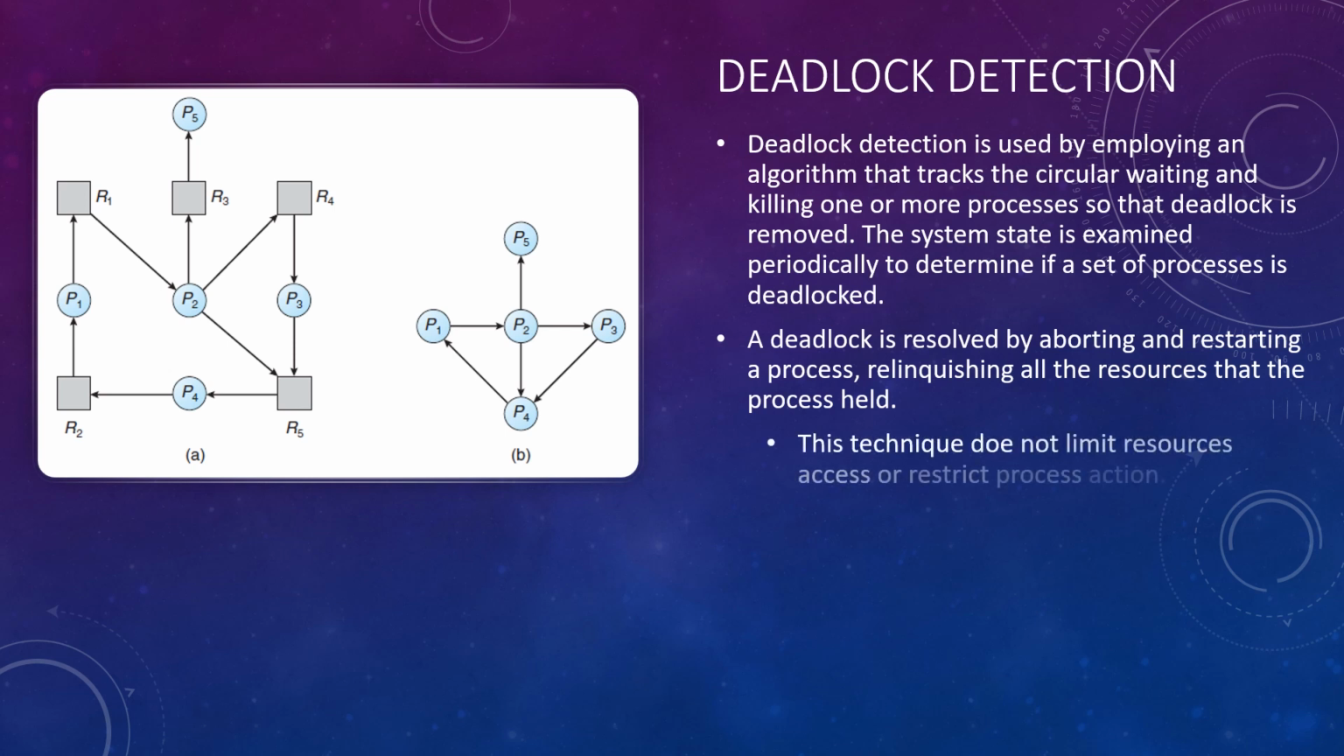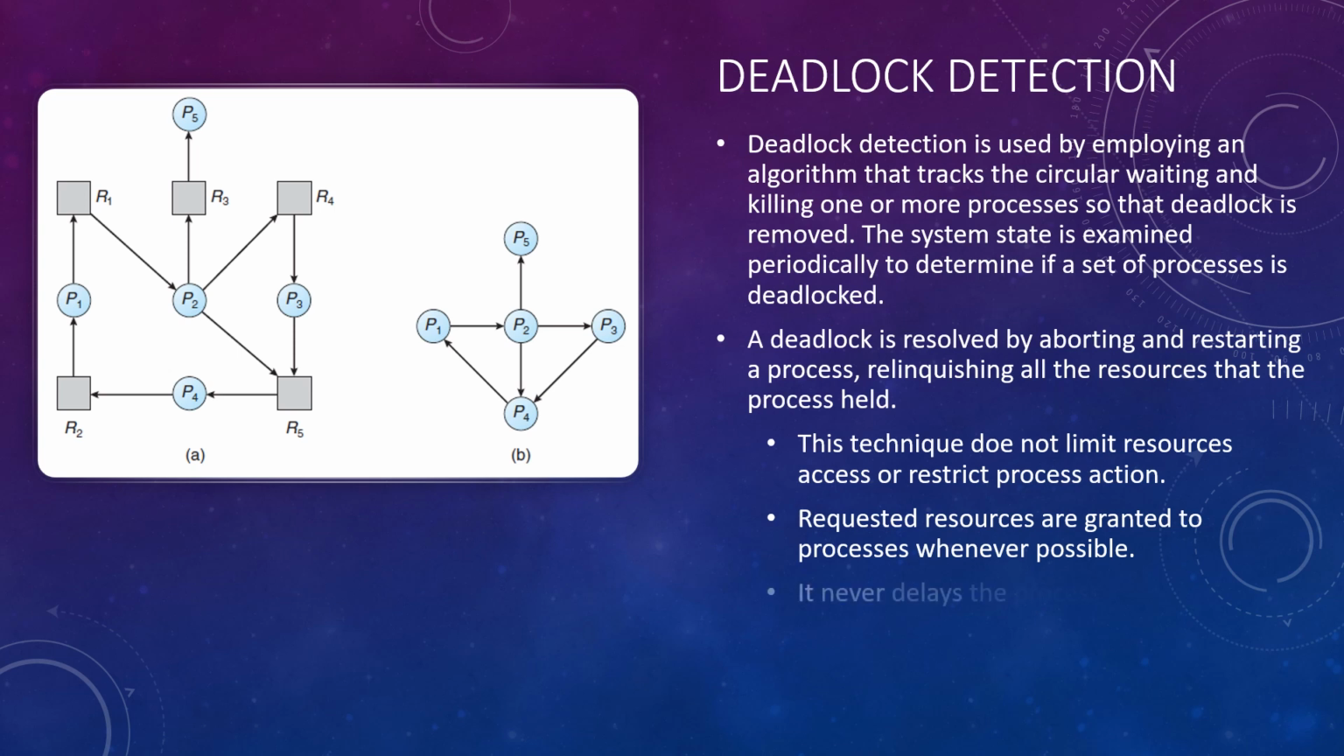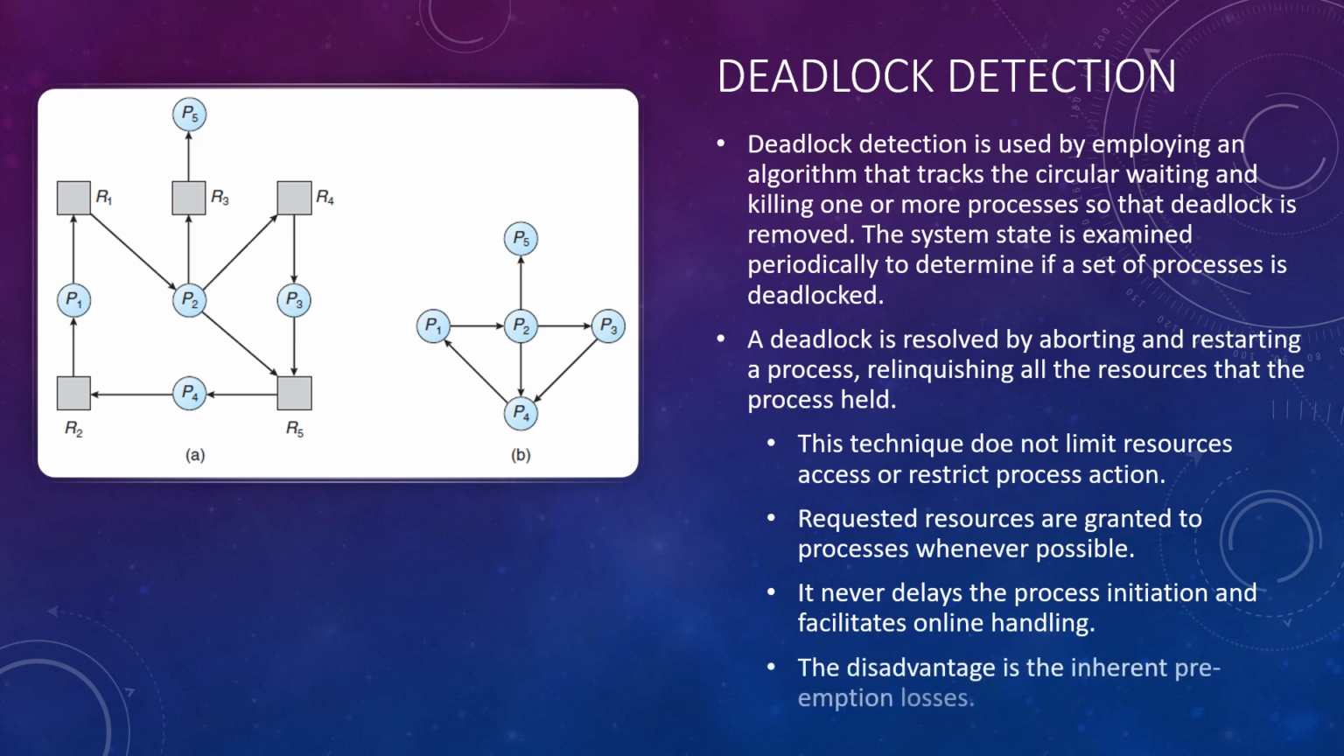This technique does not limit resource access or restrict process action. Requested resources are granted to processes whenever possible. It never delays the process initiation and facilitates online handling. The disadvantage is the inherent preemption losses.